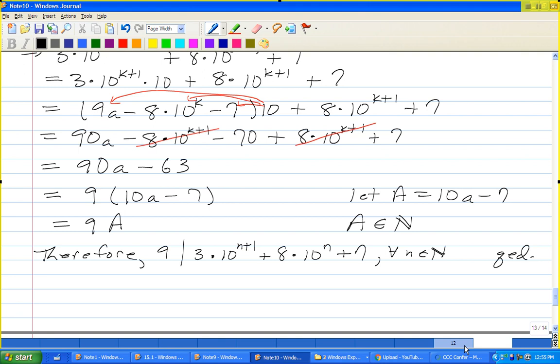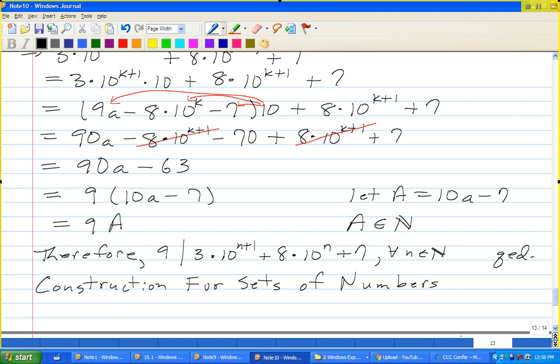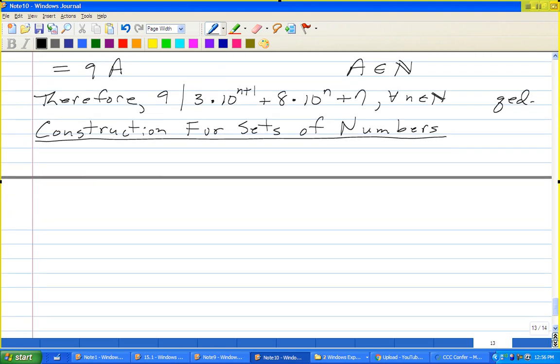Okay, so let me do some constructions. So the construction for sets of numbers. Okay, so first let's construct the set of real numbers. The set of natural numbers, sorry. Let's construct the set of natural numbers.